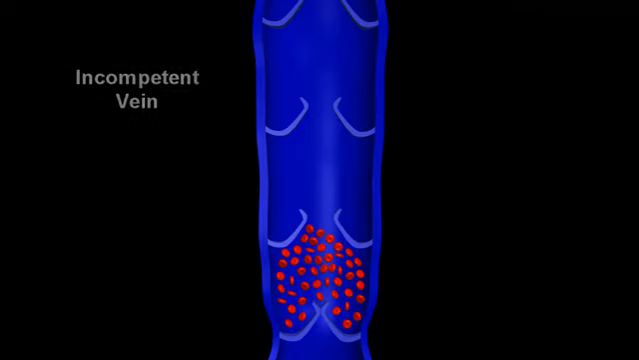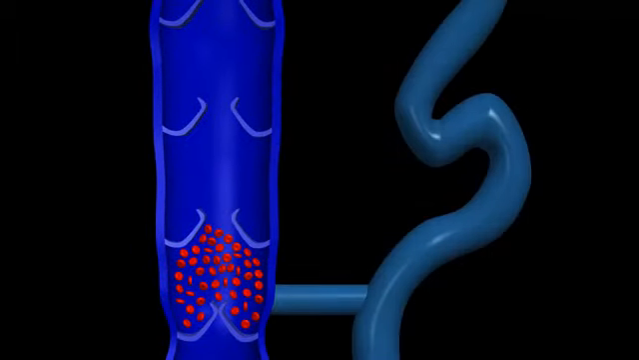The body then has to find an alternate way to drain the blood from this incompetent vein, so these tortuous vessels right under the skin surface dilate up and become the painful and unsightly varicosities that develop on the legs.